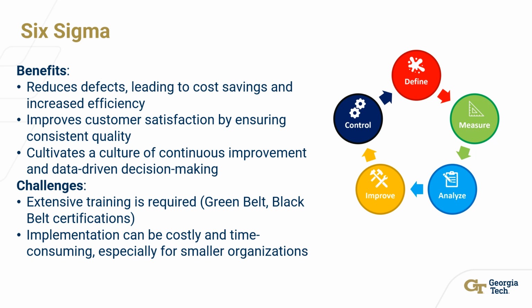Some of the challenges associated with Six Sigma are that extensive training is required through the Green Belt and Black Belt certifications, which can be gained through many different companies, and a lot of them have their own systems and learning process for that. One of the other challenges is the implementation can be costly and time-consuming, especially for smaller organizations.